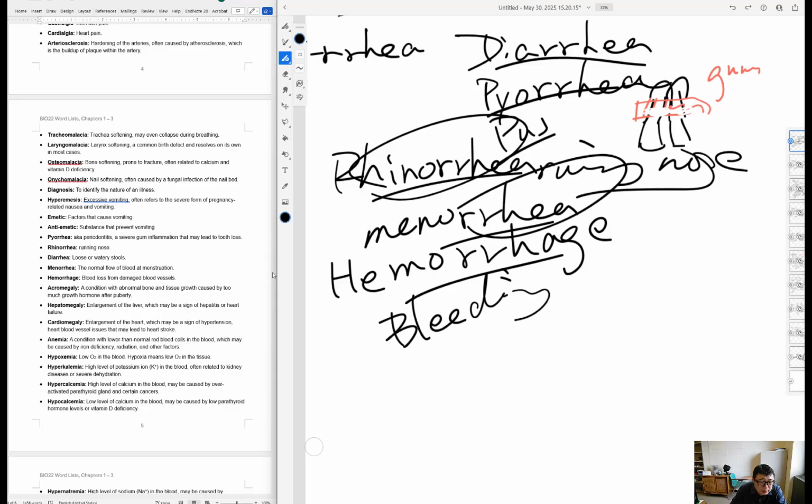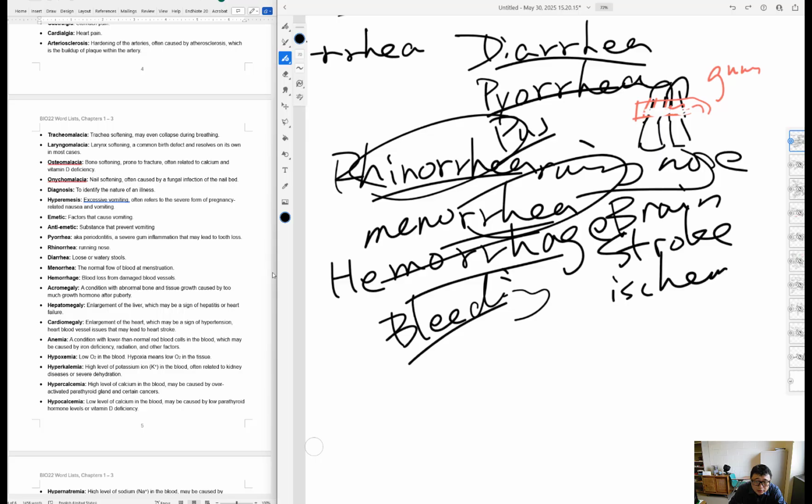Not really excessive bleeding, just bleeding. For example, stroke. I've heard of stroke, especially brain stroke. Brain stroke has two types: hemorrhagic stroke and ischemic stroke. Ischemic stroke means this is the brain, and there's some blood here. It's blocked, and then this region becomes lacking in blood.